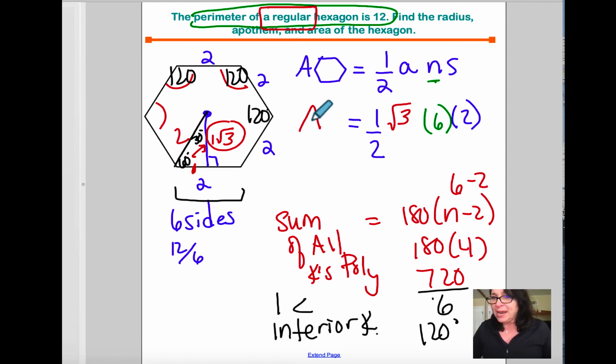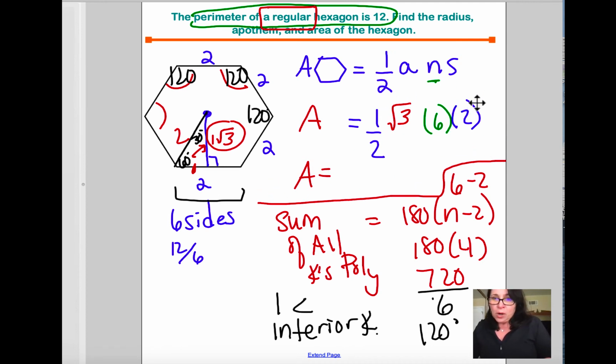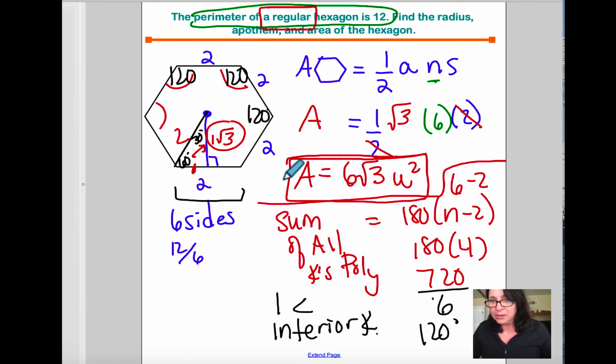So to find the area of my hexagon, I'm going to take half of one of these numbers. Okay, so I'm just going to take half of 2, which is 1. 1 times 6 is 6. So we have 6√3 units squared. And so that is my area of the hexagon. Know this. I'm going to ask you this on your test.